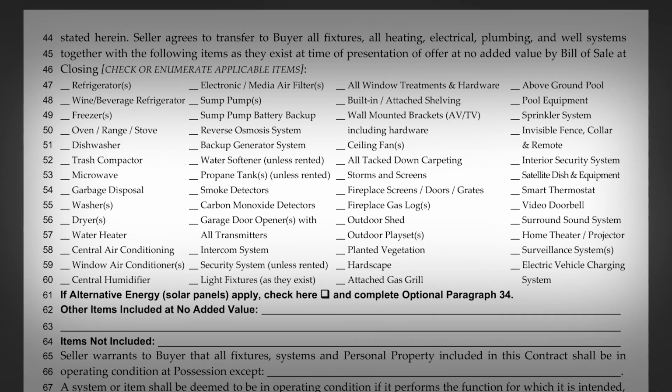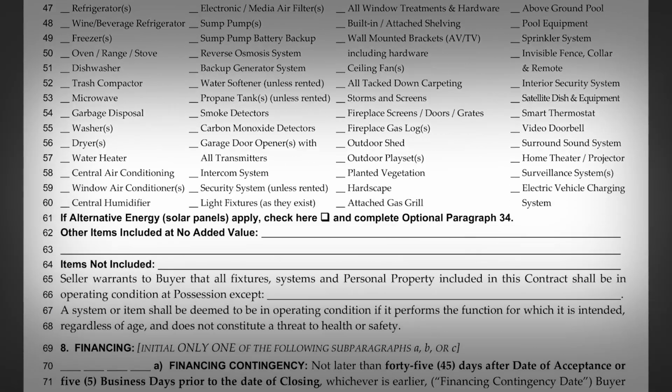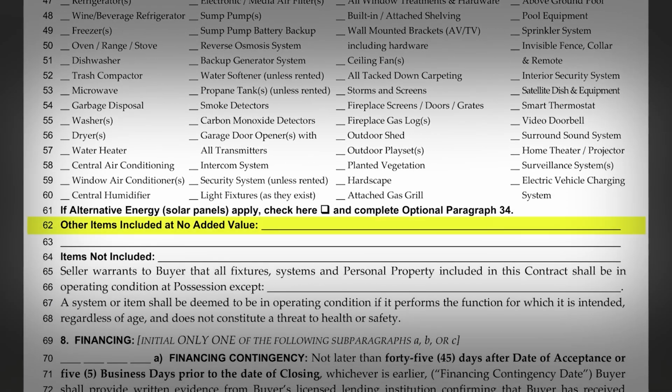As you can see, a lot more detail there in the amount of items that are in there. That'll be talked about in another section. And line 61, they talk about alternative energy, solar and whatnot. You check the box there if this is something that's applicable to this particular home. And then there's an additional paragraph 34 that talks about it, says it right there. You need to check that box right there if that applies. Okay. Other items included at no additional value, line 62.